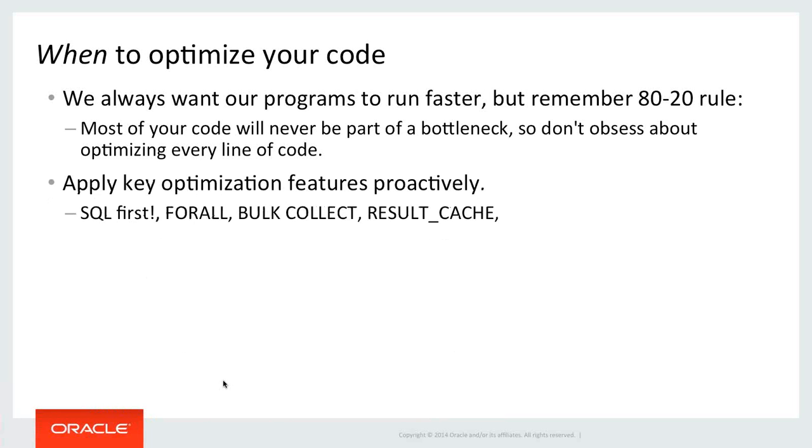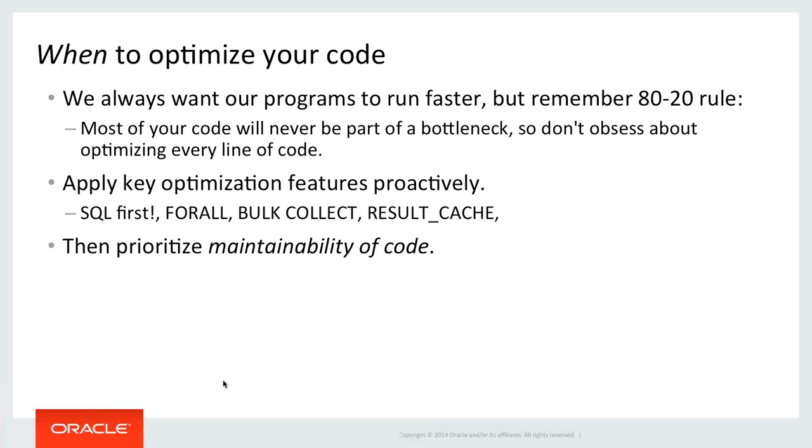So here's what I suggest you do. First of all, apply key optimization features proactively, which means, first of all, writing and optimizing your SQL, then making sure you do bulk processing for multi-row SQL operations, FORALL and BULK COLLECT. Use the function result cache. These are all topics covered in the 2 previous webcasts in this series and available online from ODTUG through YouTube, PL SQL Learning Library.